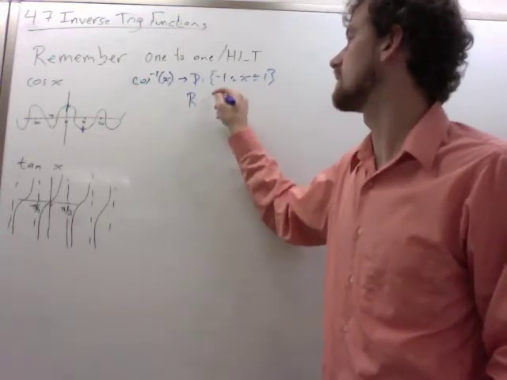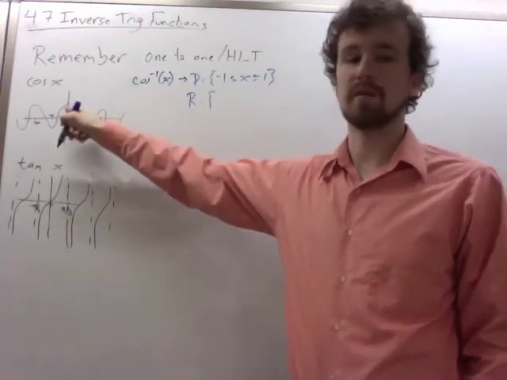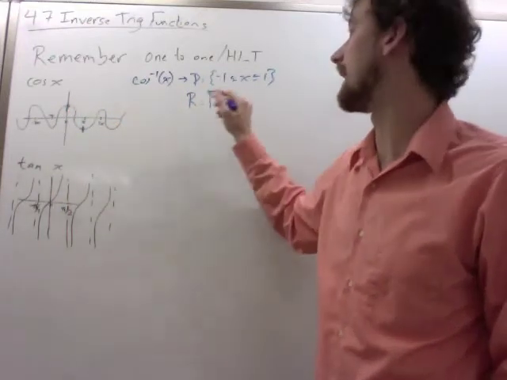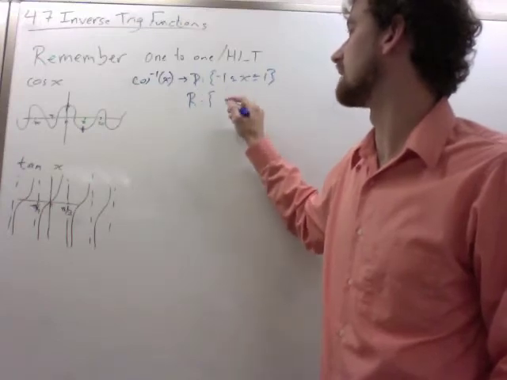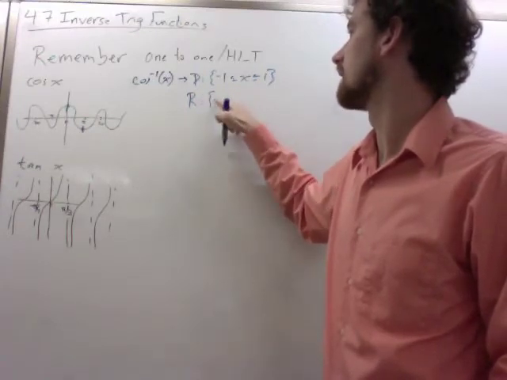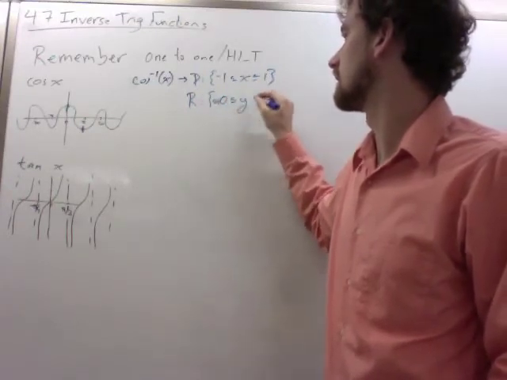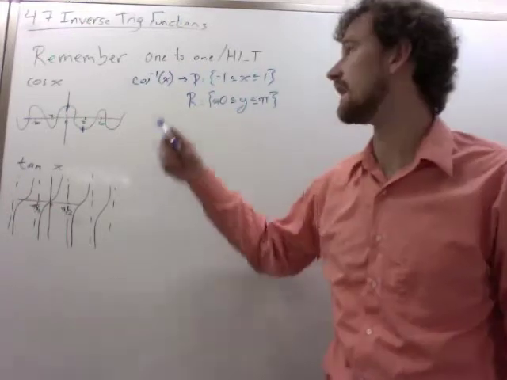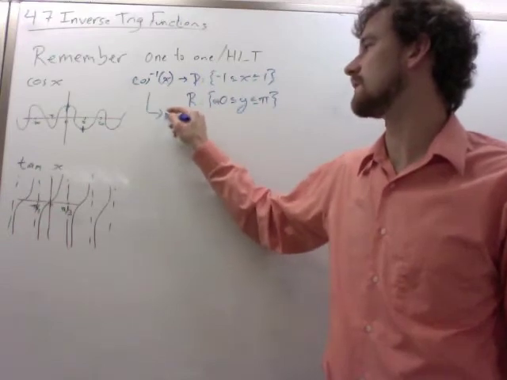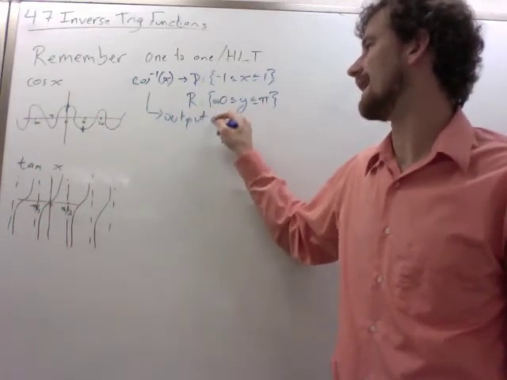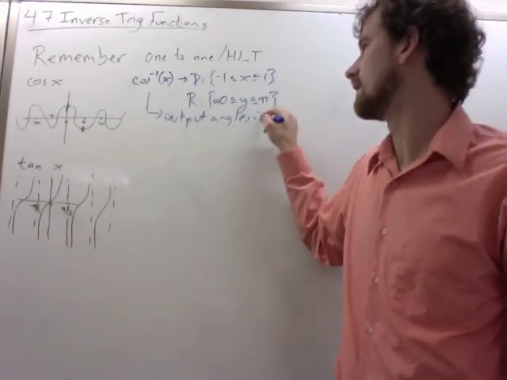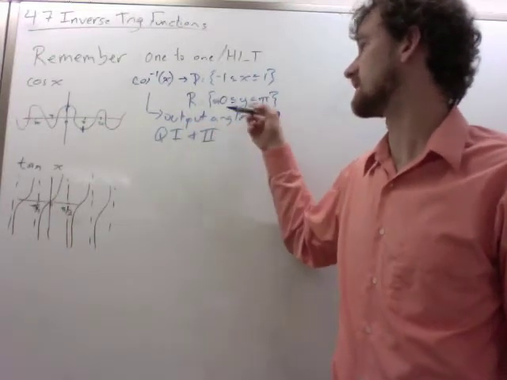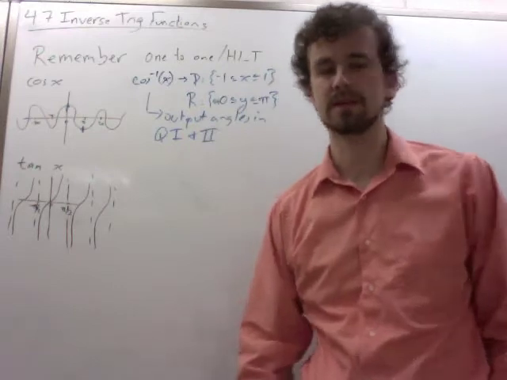The range, we restrict our cosine to go from this max to this min, which is from 0 to pi. So the range of our inverse cosine function is from 0 to pi. So when you take an inverse cosine, this will get you angles in quadrants 1 and 2, because that's where 0 to pi is.